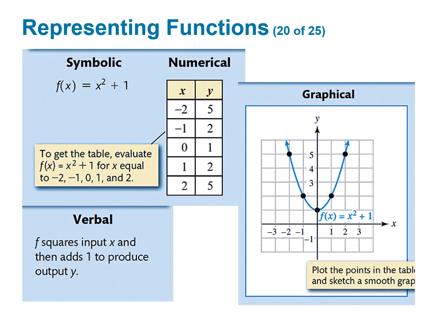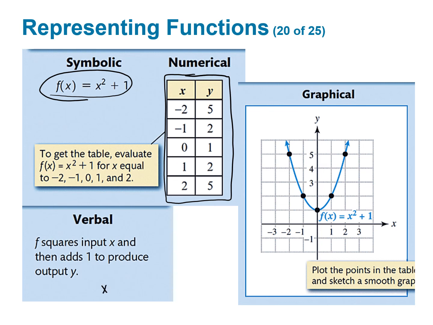Representing functions: symbolic, numerical, graphical, and verbal. So there's different ways that we'll see a function. Symbolic means we gave you the equation. Numerical means that we gave you the table. Graphical is the graph. And then verbal is where we actually describe it. So f squares input x and then adds 1 to produce an output. So x squared plus 1 is f of x. That makes sense.